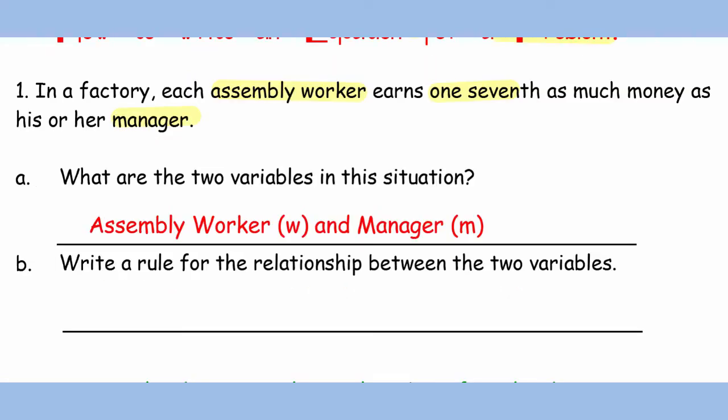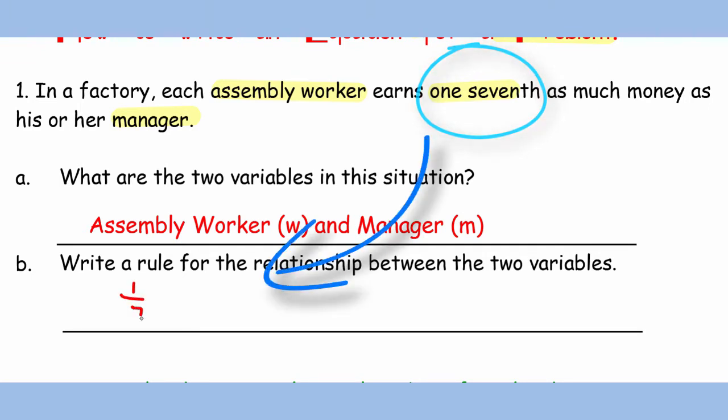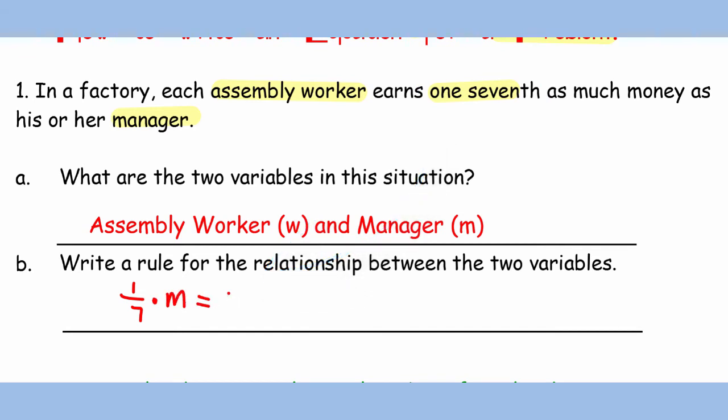Now, since the question says each assembly worker earns 1/7 as much as the manager, 1/7 as much means 1/7 times the manager's salary equals the worker, because the worker earns less. Or we can also rewrite this backward, where the manager's salary basically equals the worker times 7.